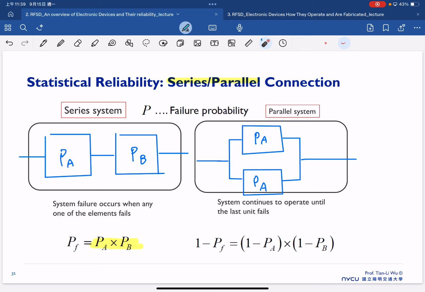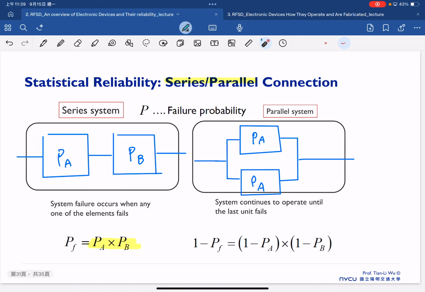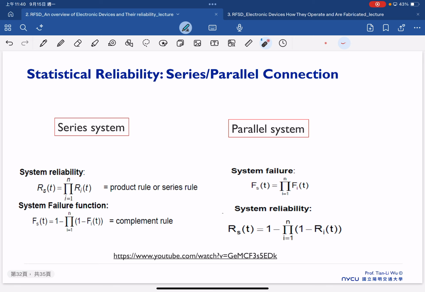So this is something that we would need to know when we analyze the reliability. This is between the series and then the parallel connections. And this is a general equation for this one. Then you can try to look it up by yourself, so we won't spend too much time on this. And there's also some YouTube video that you can watch. It's very short, just 5 minutes. It's very easy to understand the difference between the series system and then the parallel system.